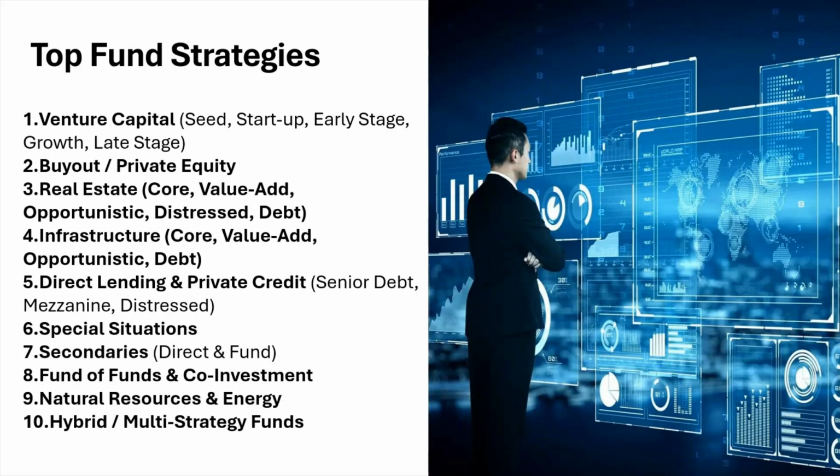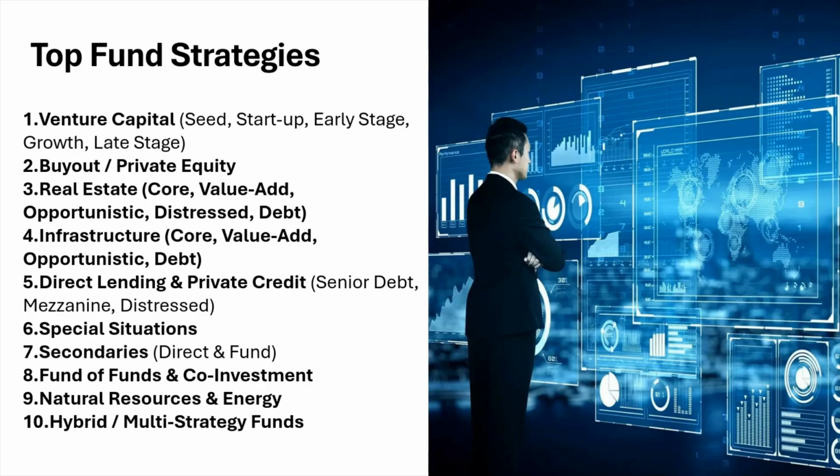Total fund strategies that are part of the database: number 1, venture capital, that could be seed, startup, early stage, growth, late stage. Number 2, you're going to see buyout, private equity. Number 3, you're going to see real estate, that could be core, value add, opportunistic, distressed debt. Number 4, infrastructure, you're going to see core, value add, opportunistic, and debt.